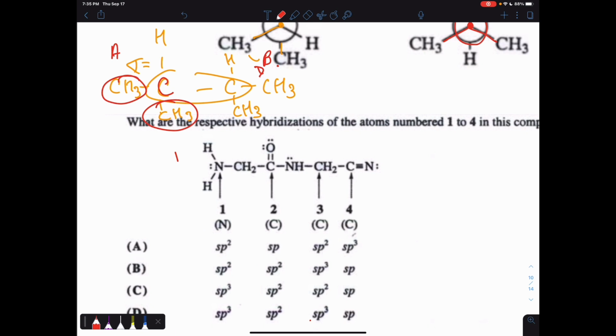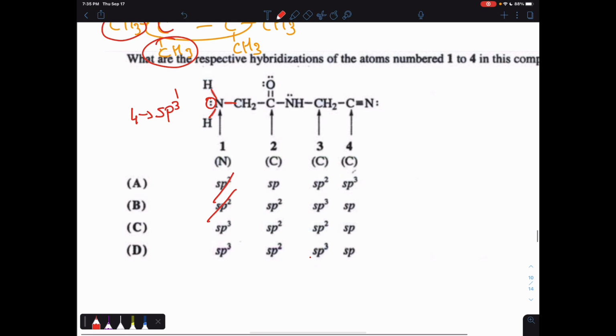So now, what are the respective hybridizations of the atoms number 1 to 4 in this compound? So as I mentioned before, how I like to do this is I like to calculate the total number of atoms connected plus the lone pairs. So if I look at the nitrogen, it's connected to 1, 2, 3 plus 1 lone pair, so that's 4. So that means this is sp3 hybridized. So now this is wrong immediately. So I only have between these two choices.